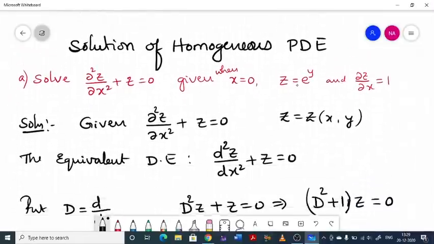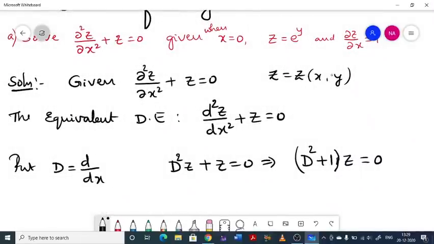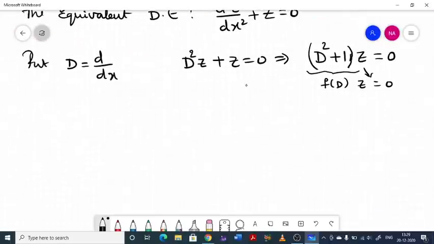I said already f of D into y equal to 0 is the general form of a homogeneous differential equation. So this will be f of D, and z is the dependent variable, equal to 0. Now the auxiliary equation is f of m equal to 0. So that implies I have to replace D by m here. m square plus 1 equal to 0.